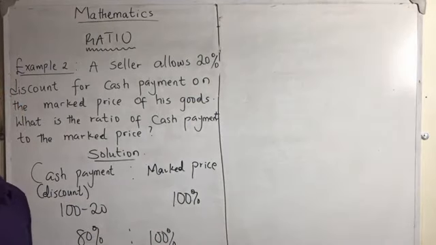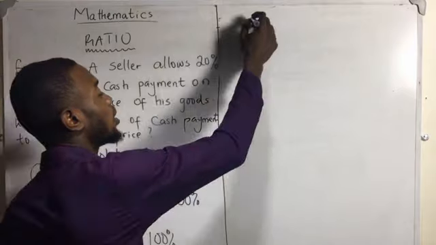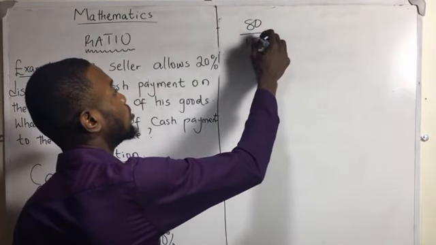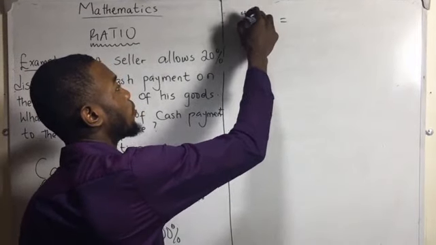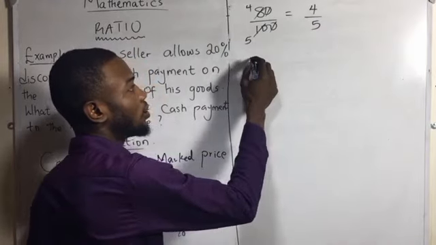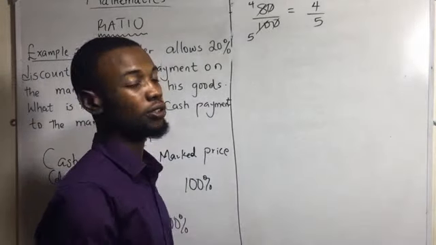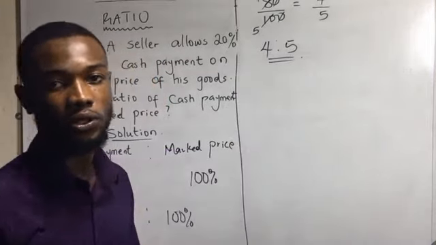Now to get the ratio of cash payment to the marked price is going to be 80 over 100. So this cancels this, 2 here, 4, 2 here, 5. So we have 4 over 5. At the end of the day, the fraction in ratio can be written as 4:5. So this is what you are going to have.